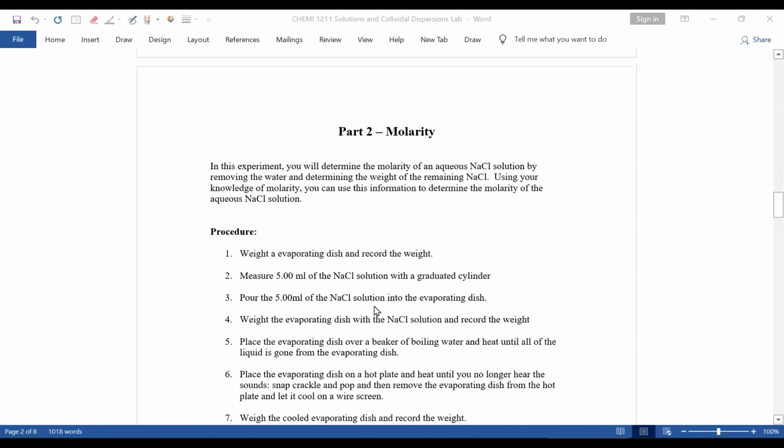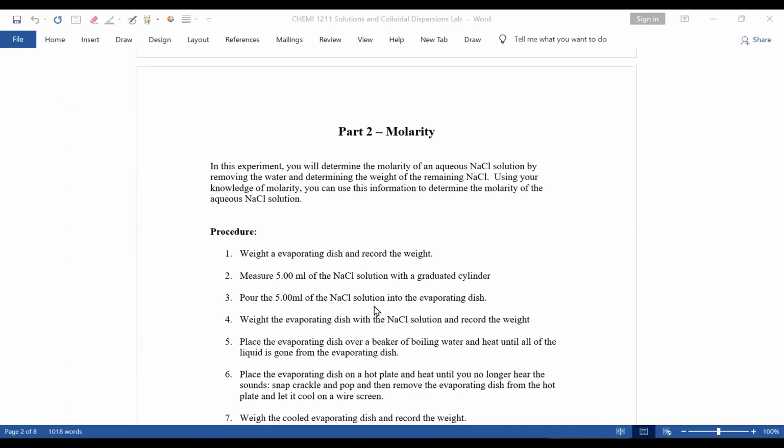Let's go into part 2, molarity. In this experiment, you'll determine the molarity of an aqueous sodium chloride solution by removing the water and determining the weight of the sodium chloride. How can you do this?